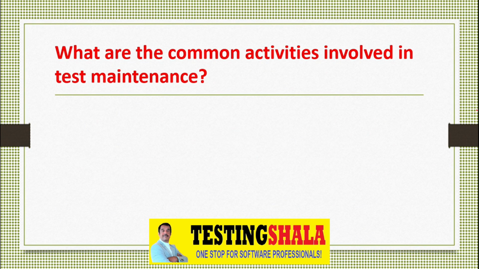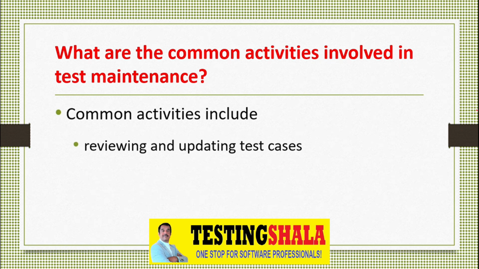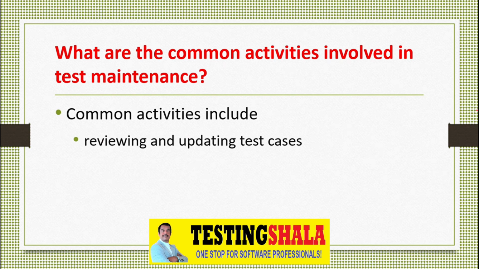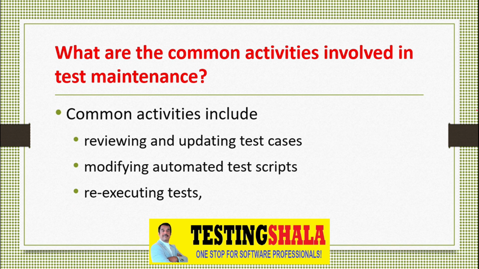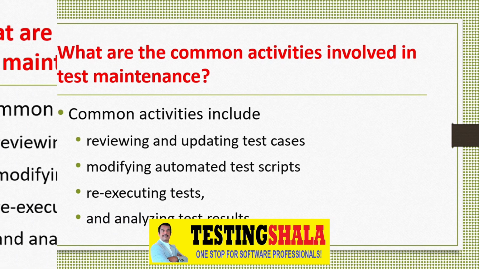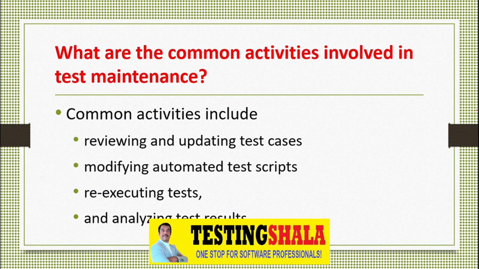The next question is, what are the common activities involved in test maintenance? These are some of the activities. One is reviewing and updating the test cases and modifying the automated test scripts based on requirement changes or code changes and so on. Re-executing the tests is also involved, because once we modify the test cases, we have to re-execute them to see whether whatever we modified really works or not. Once that is done, we also have to analyze the test results, because we modified them, and we have to see whether the results are coming right or wrong. That also needs to be validated.